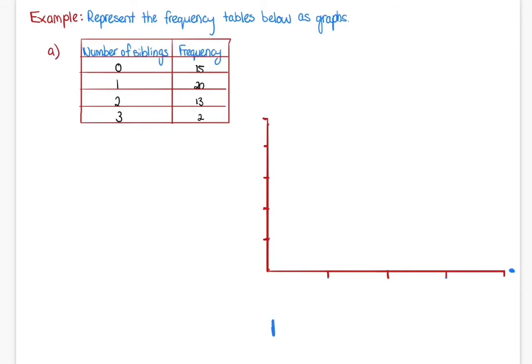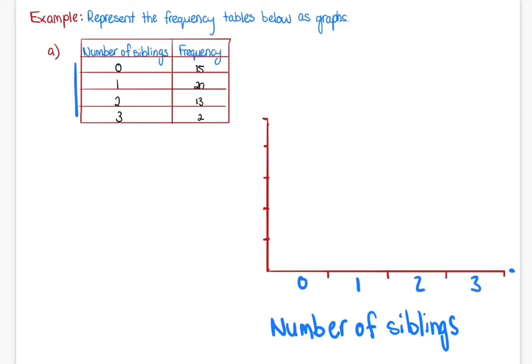I'm going to label down here as number of siblings. Then I'm going to put 0, 1, 2, and 3 in here because that is what is listed here. Up the side here is going to be frequency. I'm going to go up in 5s on this side because there's not enough space to go all the way up to 20 in 1s. So I'm going to go 5, 10, 15, 20 and 25. Down here is going to be 0 that we haven't labelled.